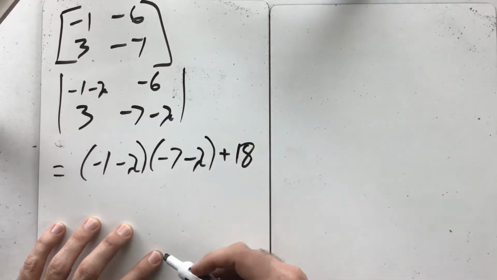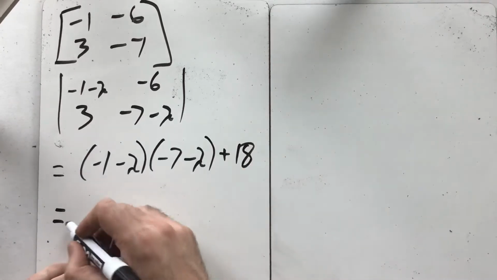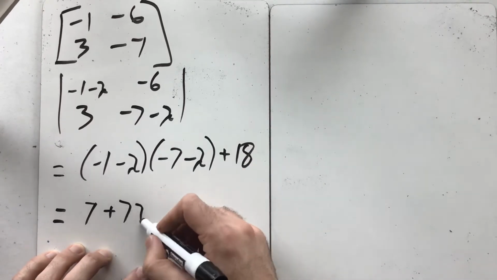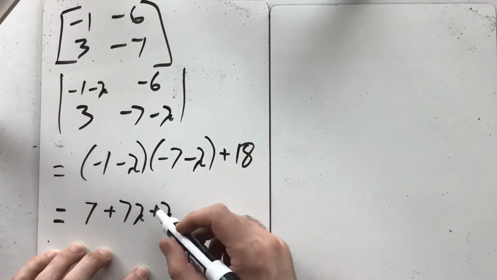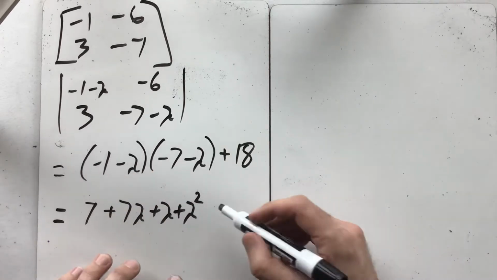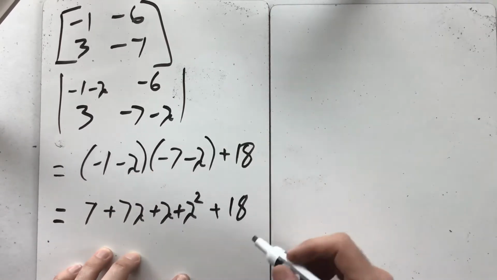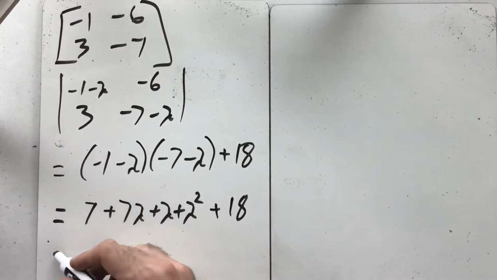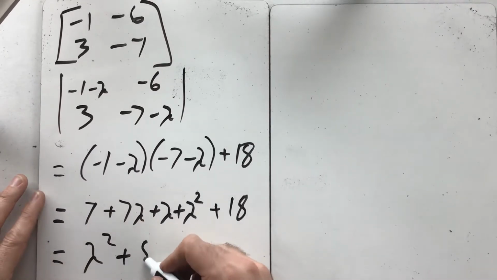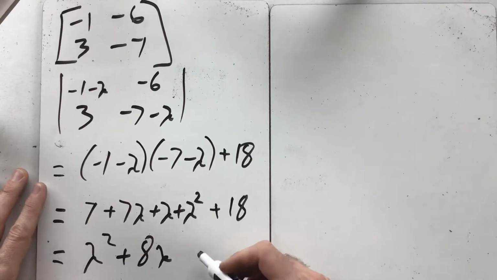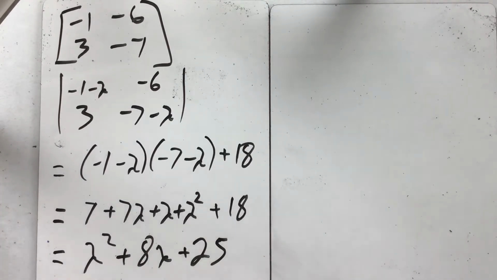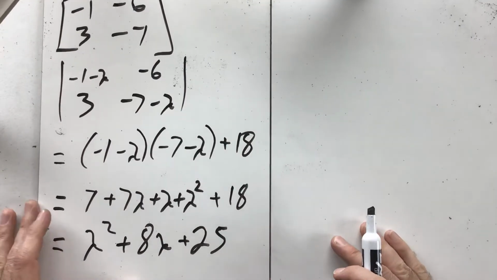plus 18 is the number we get. And so as I look closely, I've got 7 plus 7 lambda plus lambda plus lambda squared. A lot of negatives going on here. Plus 18 equals 0. And so it looks like I've got lambda squared plus 8 lambda plus 25. Okay, so we've got a lot going on here. Lambda squared plus 8 lambda plus 25.